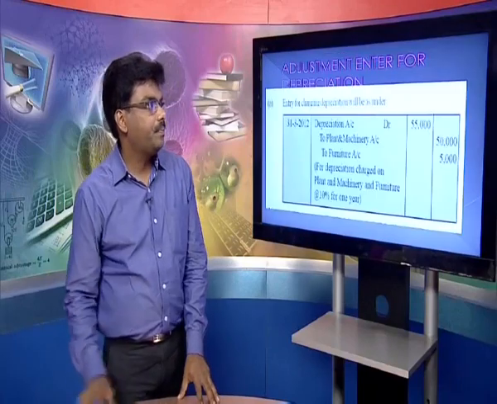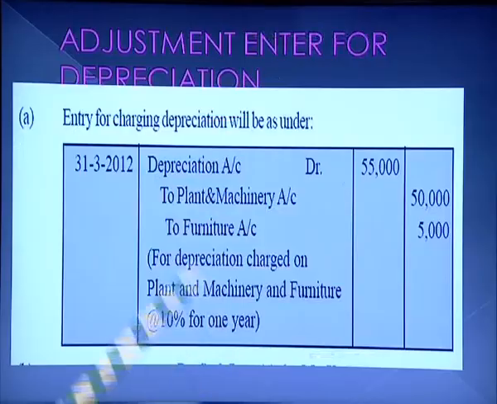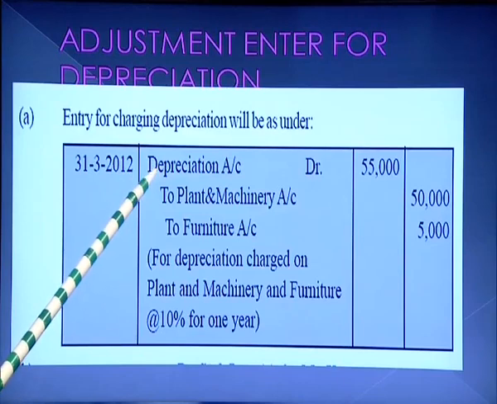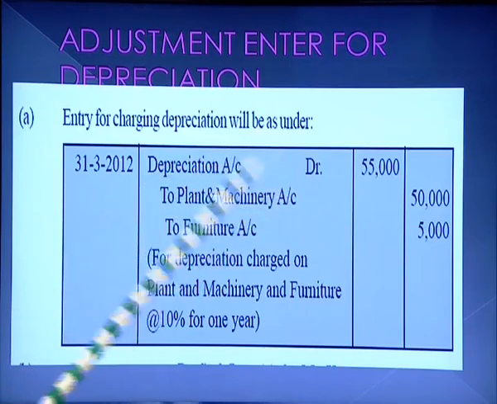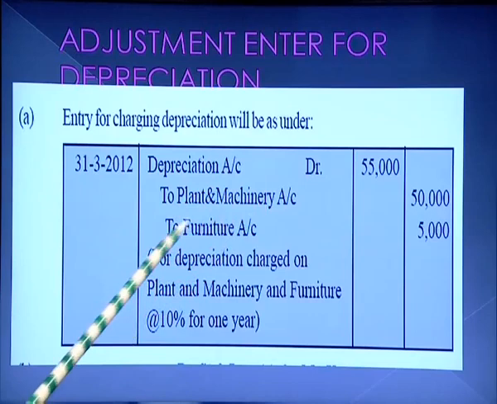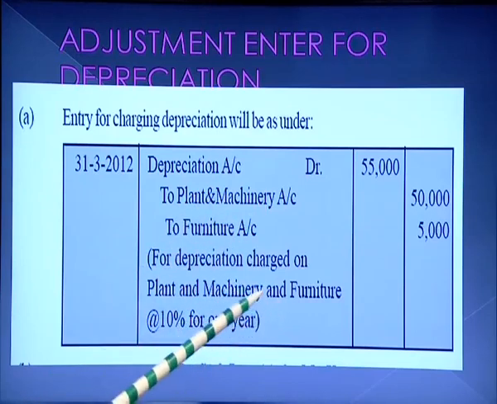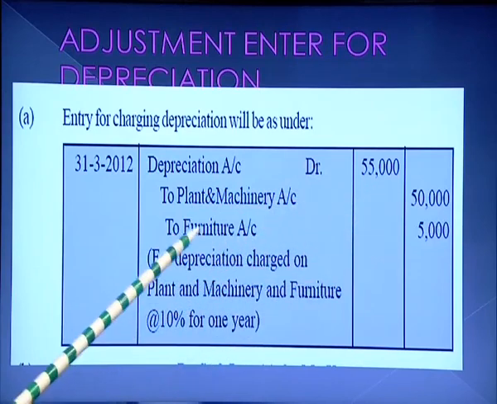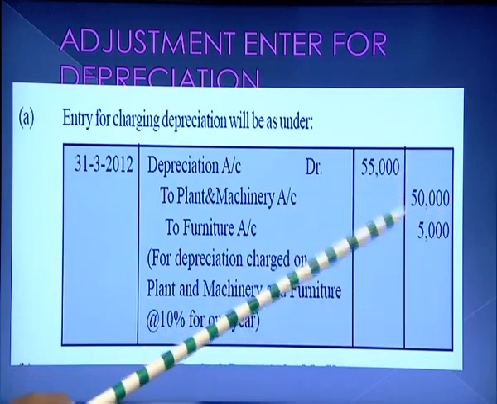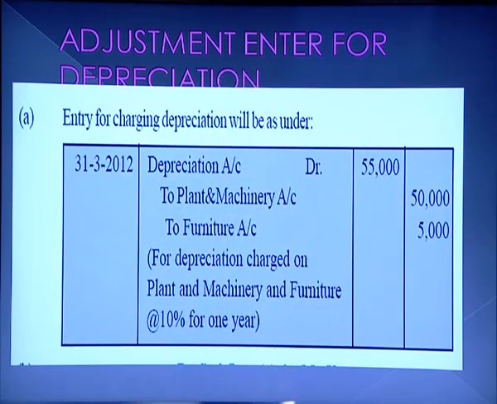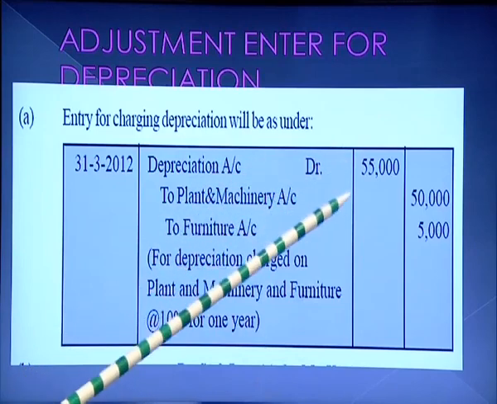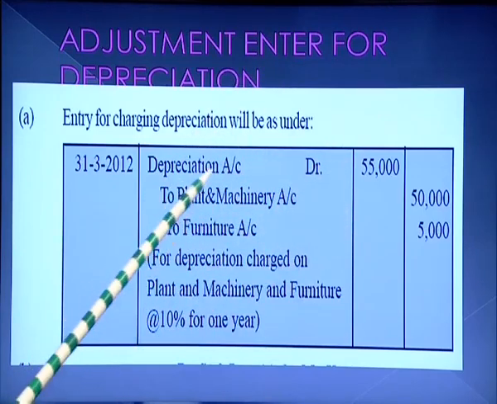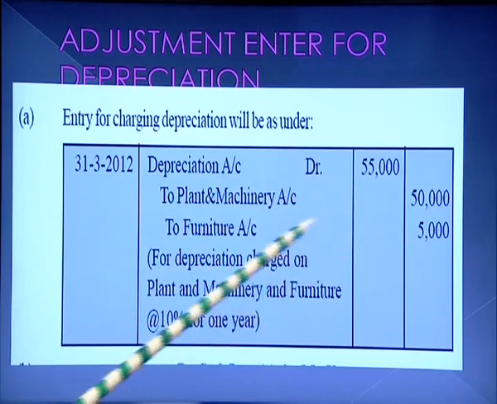The accounting treatment: we will pass one adjustment entry, that is depreciation account debit to plant and machinery account and furniture account. As I told you, the total depreciation on plant and machinery is rupees 50,000 and total depreciation on furniture is 5,000. That means total depreciation is rupees 55,000. So, we debited depreciation account 55,000 and credited plant and machinery account by rupees 50,000 and furniture by rupees 5,000.